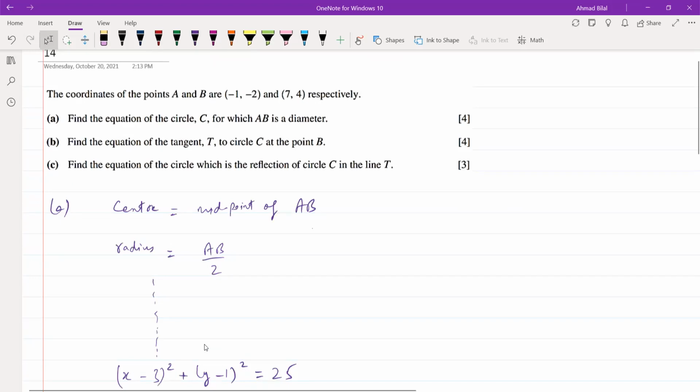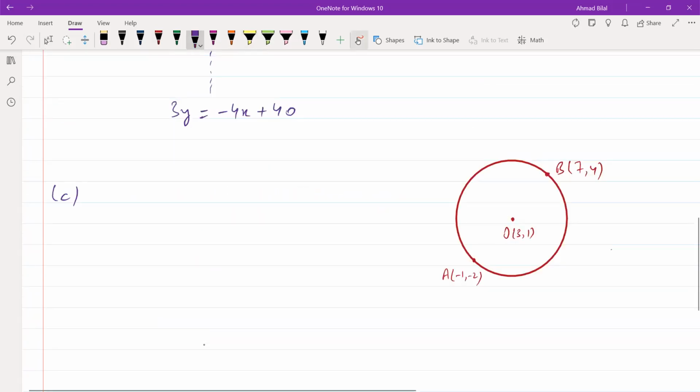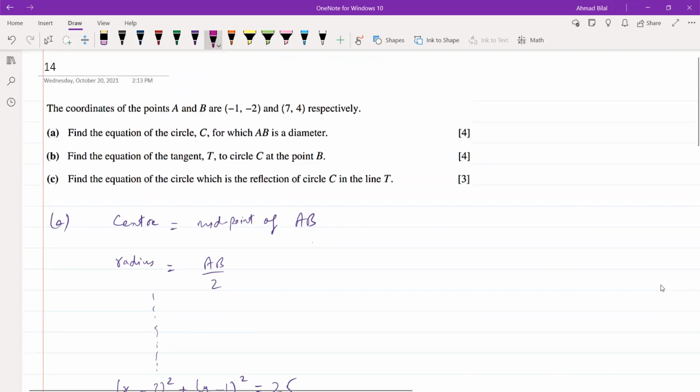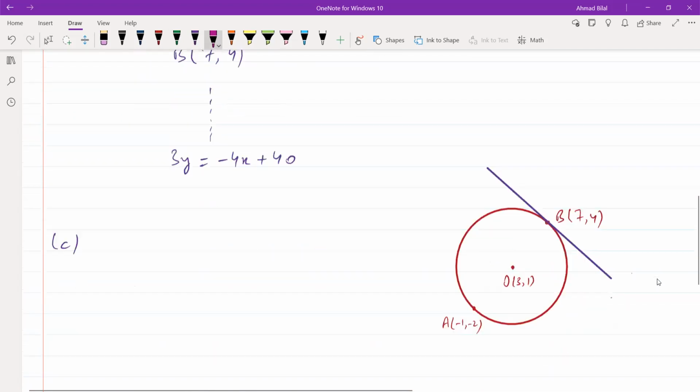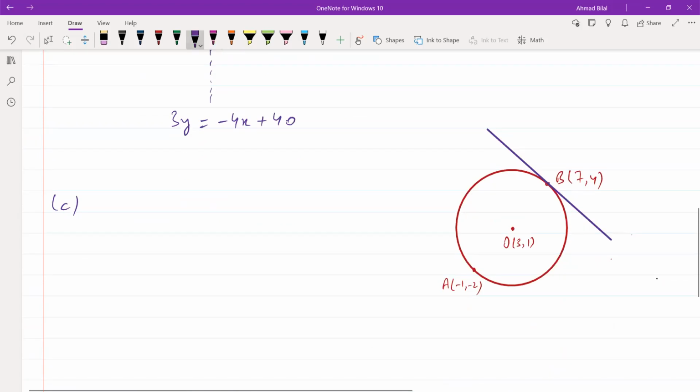The tangent T is at the point B. So if we draw a tangent at B, that tangent is going to look like this. This is the tangent at the point B. Its reflection is another circle. How do you find the equation of that circle? We have to find the equation of the circle which is the reflection of C in the line T. This is the line T. Where is that circle going to be? That's going to be on the other side here. That will look like this. We have to find its equation.